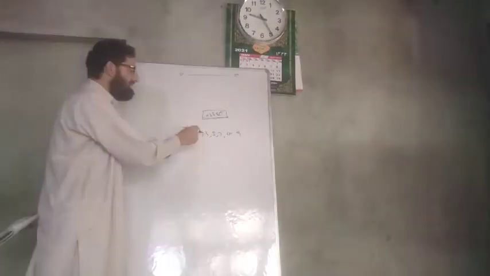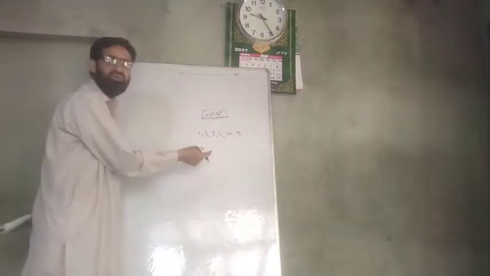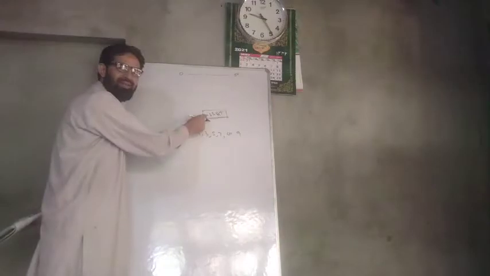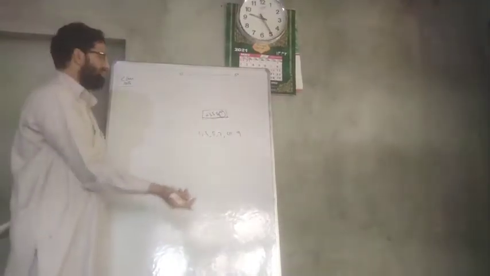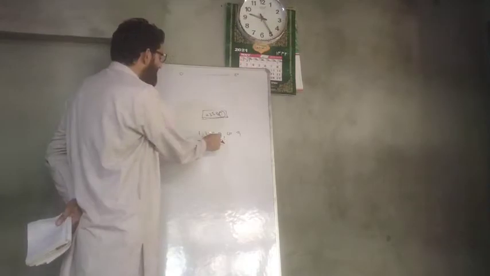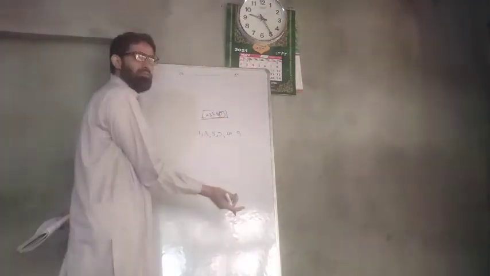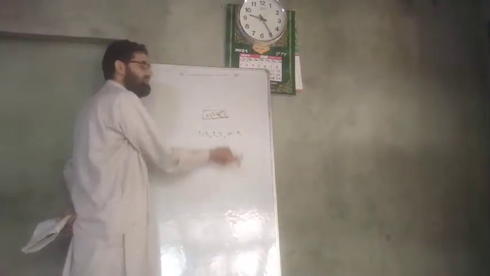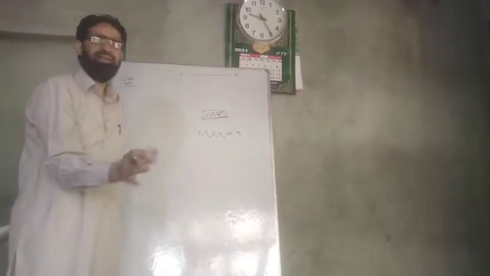Or you can say any number which has at its units place 1, that is an odd number. If there is 3 at the units place or 1's place, it is again an odd number. If there is 5 at units place, it is again an odd number. If there is 7 at units place, again an odd number. If there is 9 at units place, then it is an odd number.